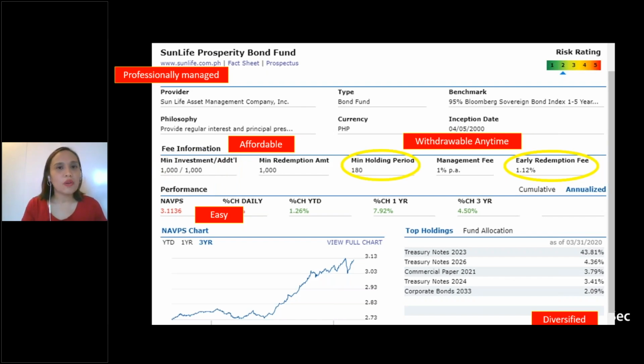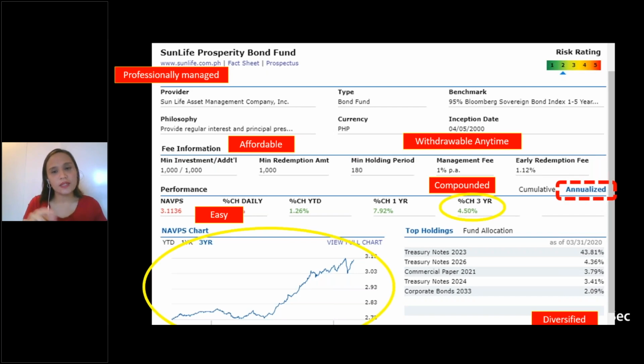Withdrawable anytime. So this is an example of a fund with a holding period, 180 days. But let's say, kailanganin niyo yung fund on the 30th day and positive na naman siya. Wala pong pumipigil sa inyo na i-withdraw yan. Kasi mutual funds and UITFs are required to be able to give redemptions anytime. Okay? You'll also see here na yung chart niya, if you click on the annualized part doon sa fund profile, you will be given the per annum rate. So in example, kung bond fund na to, kumita siya ng 4.5% in the past 3 years.